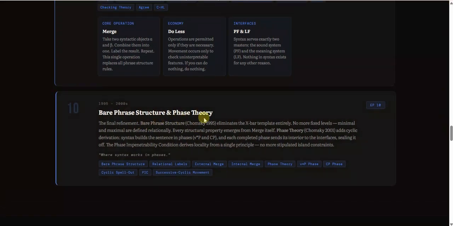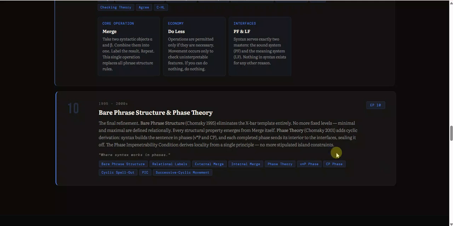Then bare phrase structure and phase theory, spanning from 1995 to 2004. This is the final refinement by Chomsky, which eliminated the X-bar template entirely. No more fixed levels; minimals and maximals are defined relationally. Every structural property emerges from Merge itself. Phase theory adds cyclic derivation, that is, syntax builds sentences in phases, VP and CP, and each completed phase sends its interior to the interface, sealing it off.